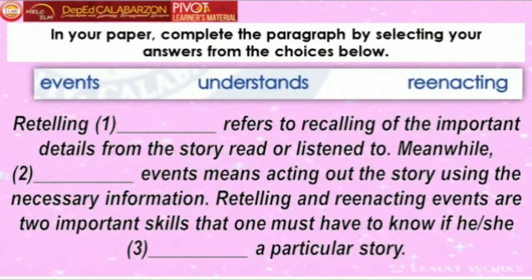And for the last activity before we end, in your paper, complete the paragraph by selecting your answers from the choices below. The choices are events, understands, reenacting. Retelling number 1 blank refers to recalling of the important details from the story read or listened to. Meanwhile, number 2 blank means acting out the story using the necessary information. Retelling and reenacting events are 2 important skills that one must have to know if he or she number 3 blank a particular story.